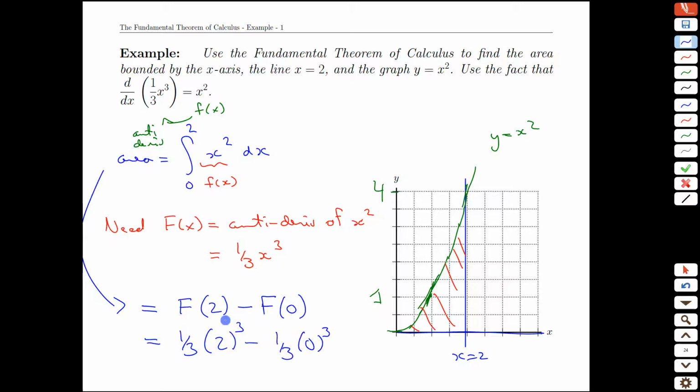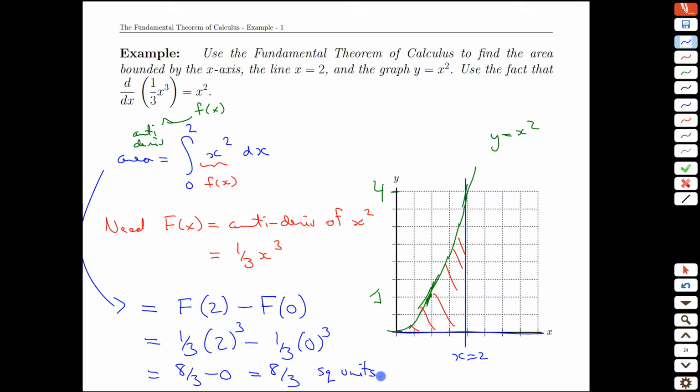So the important step here is the subbing in. Well, that's pretty easy. The fundamental challenge is going from this x squared to this antiderivative formula, 1/3 of x cubed. We're going to spend a lot of time on that, but it leads to a calculation here of 8/3 minus 0, or just 8/3 square units.